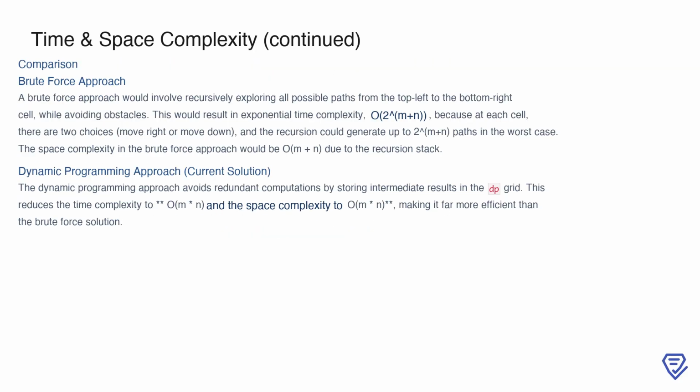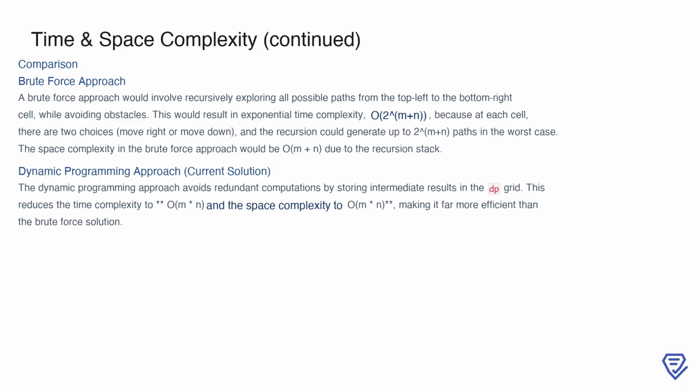Let's compare this dynamic programming approach with a brute force solution. A brute force method would involve exploring all possible paths from the top left to the bottom right cell recursively, while avoiding obstacles. At each cell, there are two choices: move right or move down. This results in an exponential time complexity of O(2^(m+n)), as the recursion could generate up to 2^(m+n) paths in the worst case. The space usage for the recursion stack would be O(m+n).